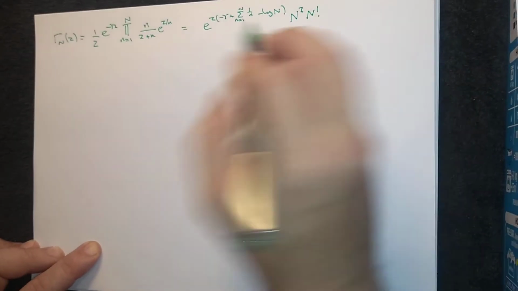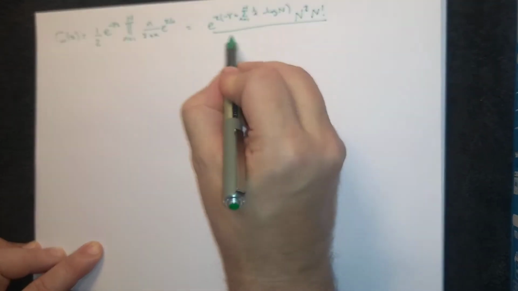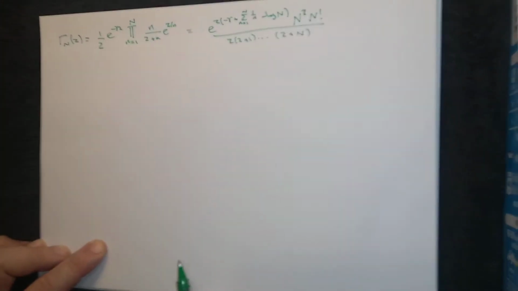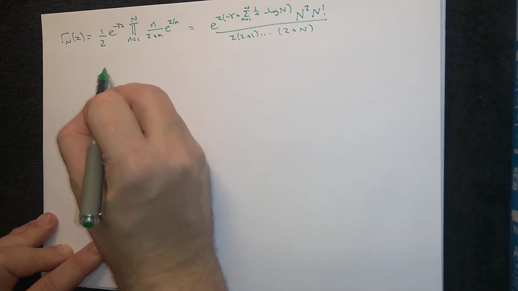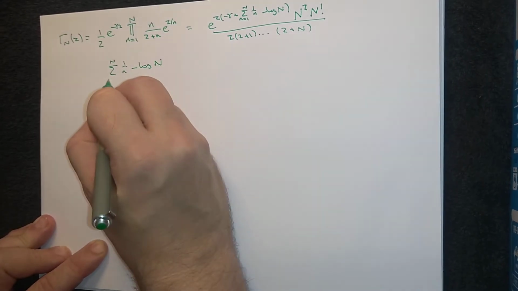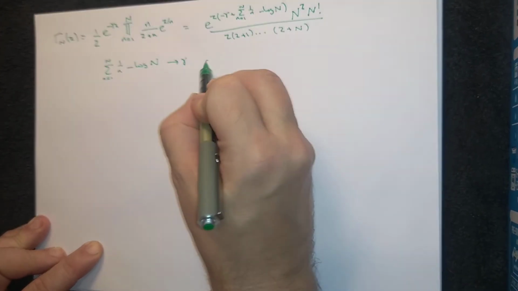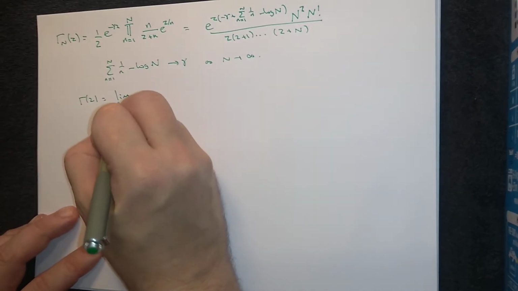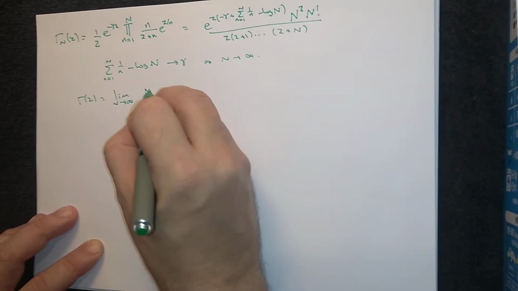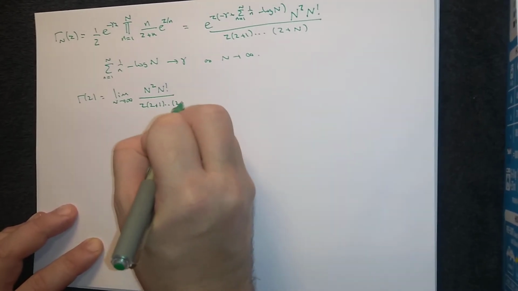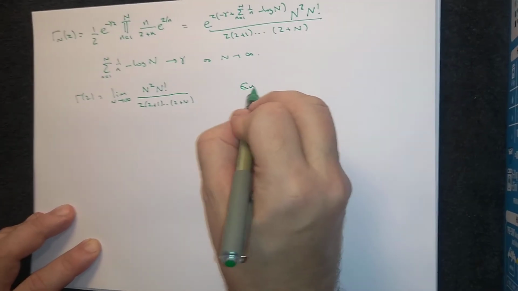We have an n factorial from those terms and z plus 1 up to z plus n. We know that the sum 1 over n up to N minus log N tends to gamma as N goes to infinity, and hence gamma z is the limit as n goes to infinity of n to the z n factorial over z plus 1 up to z plus n, which is the Euler form.